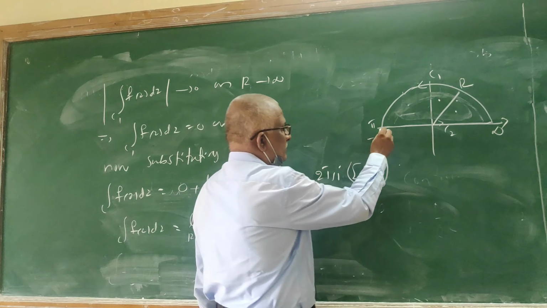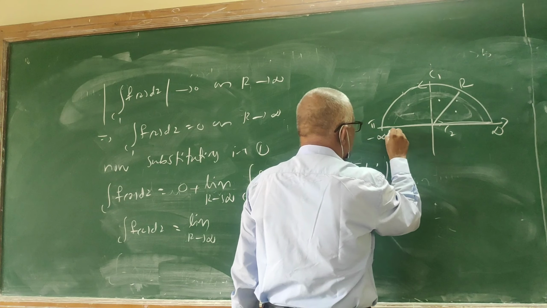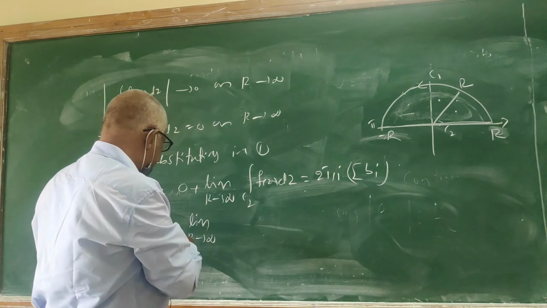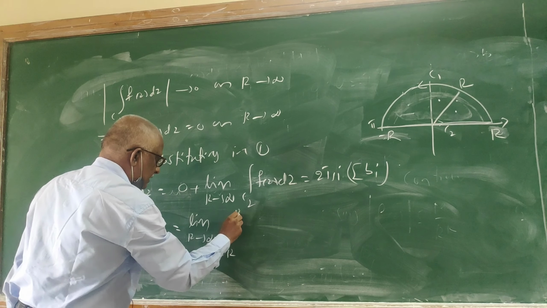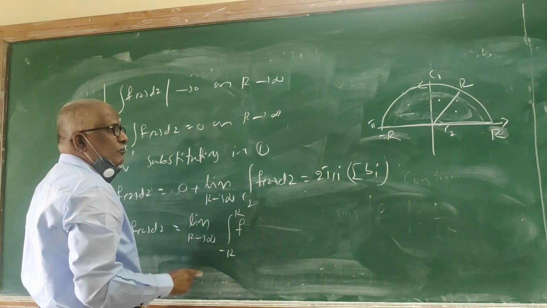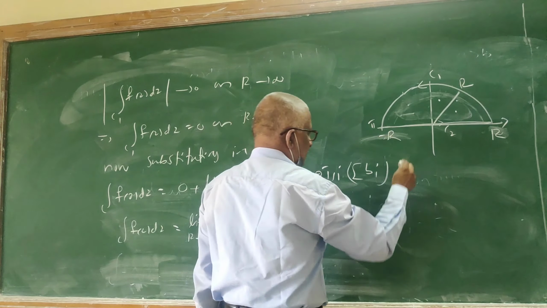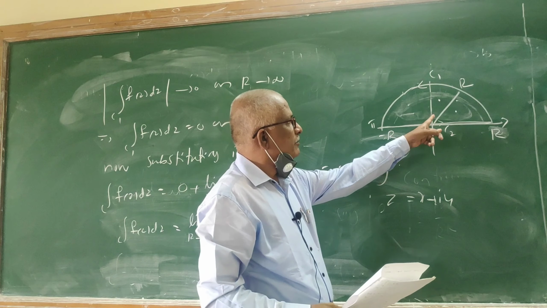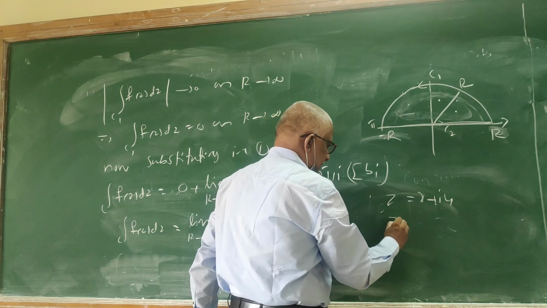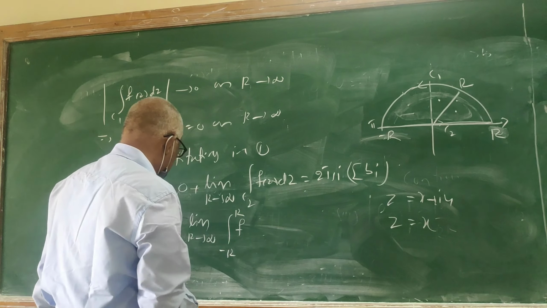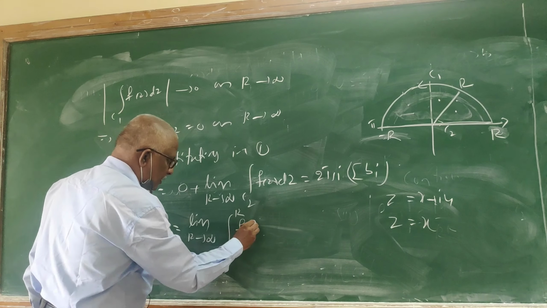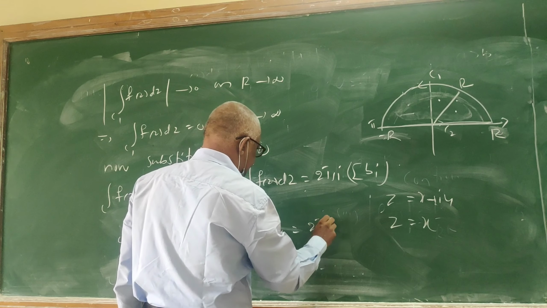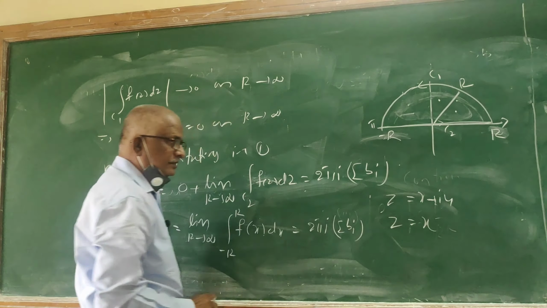What is C2 here? C2 is a part of real x from minus r to plus r. So that from here the limit as r tends to infinity of the integral from minus r to plus r of f of z dz. But on the real axis, the imaginary part is 0. Imaginary part is 0 means here z is only x. So then we have the integral from minus r to plus r of f of x dx, and this is equal to 2 pi i into sigma of the residues.